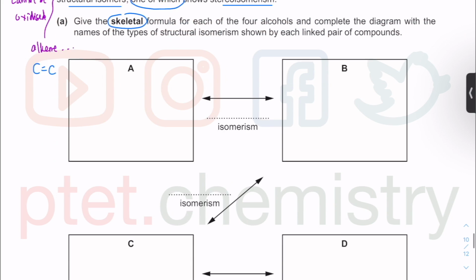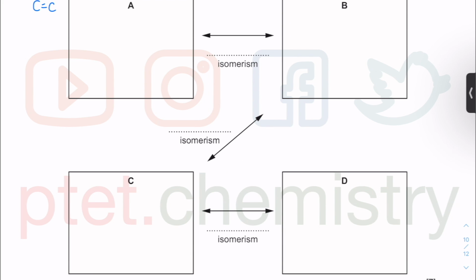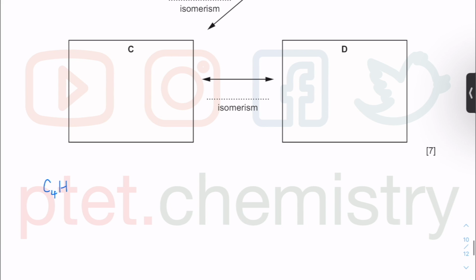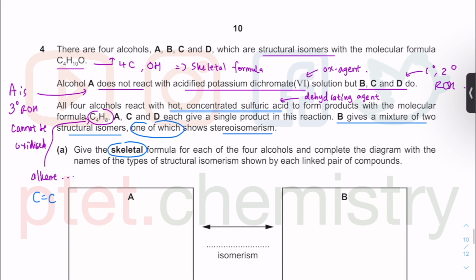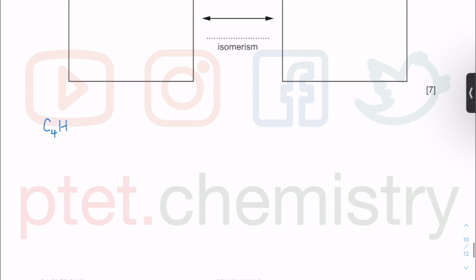Now, what I'm going to do first is sketch out all the structural isomers, as well as probably even the stereoisomers, for this C4H10O four-carbon alcohol. C4H10O has an alcohol group, so it's a 4 carbon alcohol. We knew just now that A is a tertiary alcohol, but I'm going to draw the straight chain first.